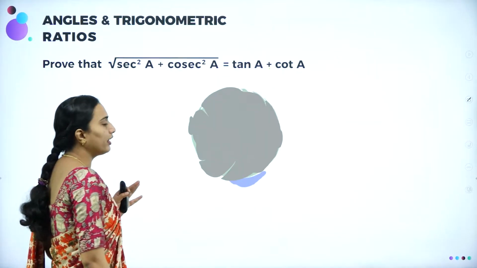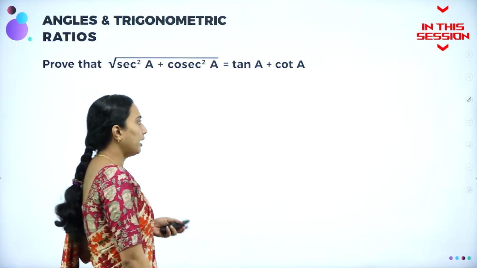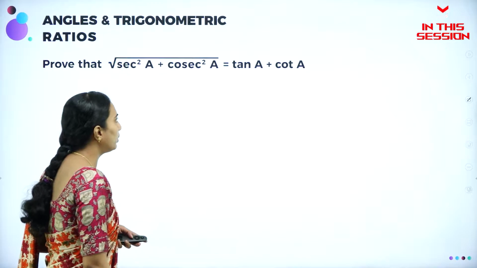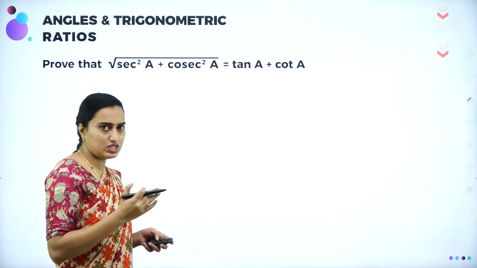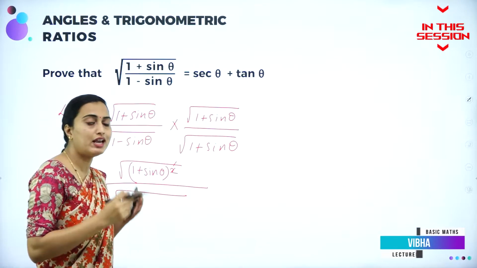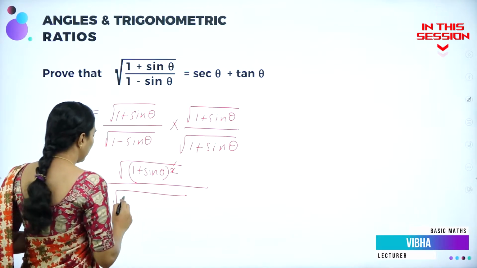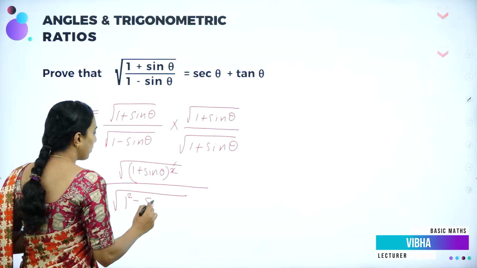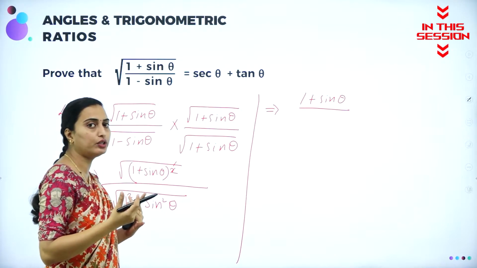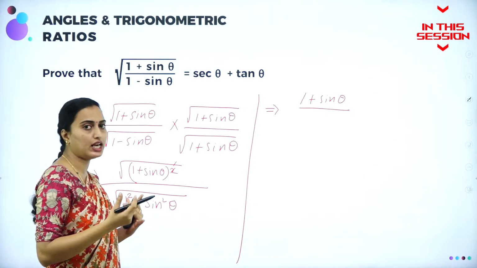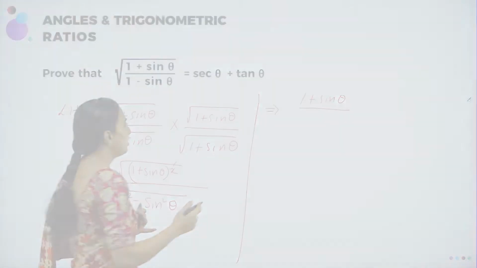What are secant squared A and cosecant squared A written as? Just now we have learnt that 1 plus tan squared theta can be written as secant squared theta. What is (A minus B) into (A plus B)? A squared minus B squared. So 1 squared minus sin squared theta, that is 1 minus sin squared theta, according to the trigonometric identity can be written as cos squared theta.